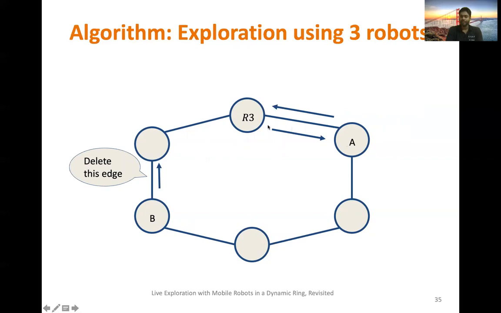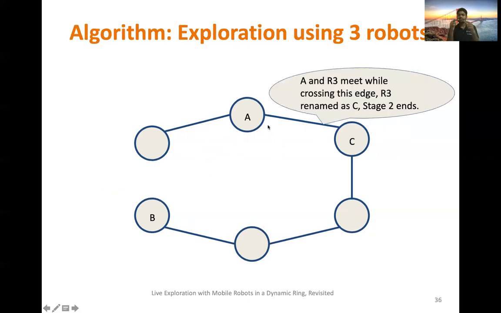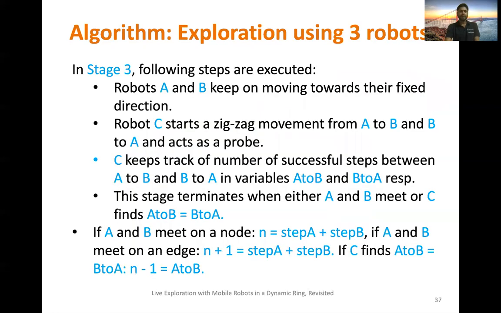Then R3 and C are actually jumping toward the same edge. By the edge crossing detection assumption, we know that they can detect each other. You can think of it as them meeting at a node. Why? Because when this happens, one robot, let's say A, waits there, and C goes back to A's place and meets. But for simplicity, the simplest thing is to assume that they can meet over the edge and exchange information. And R3 gets the ID, let's say C. Now stage 2 is finished here, and now we have stage 3.